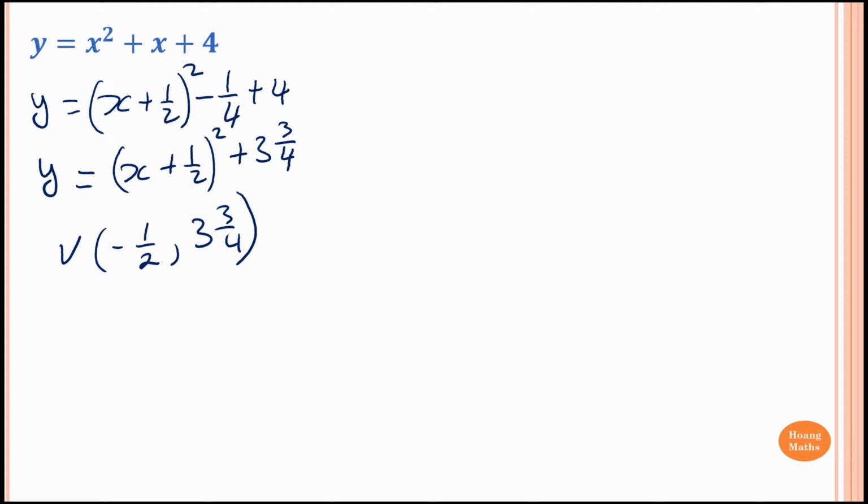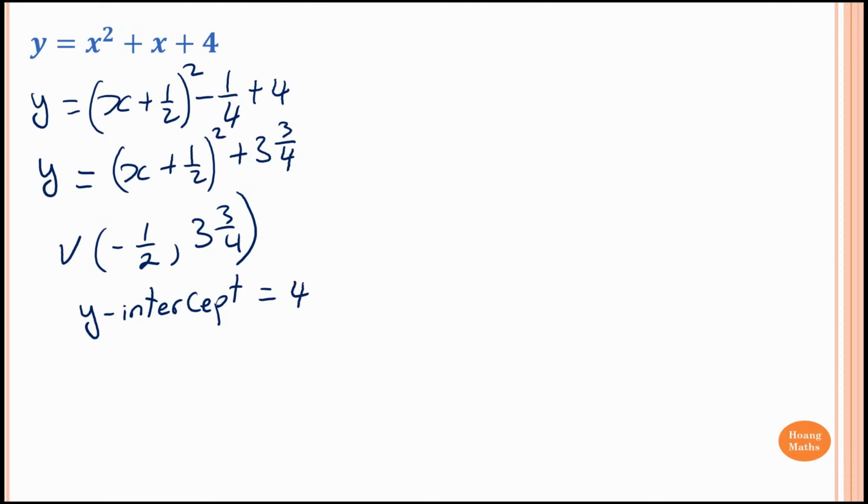Now to find the y-intercept, that is when x is equal to 0. So when x is equal to 0, this means that this is 0 and this is 0. So the answer is 4. So therefore the y-intercept is equal to 4.